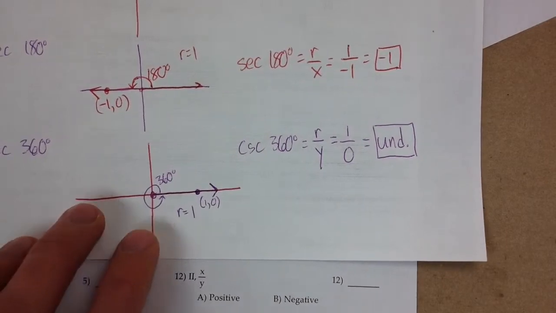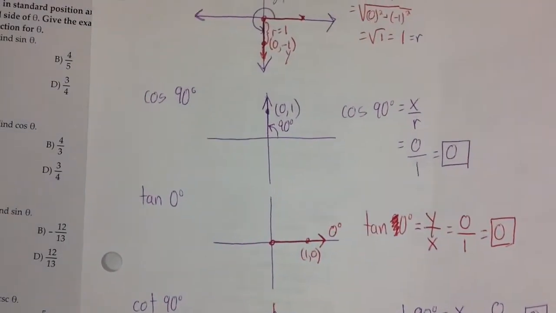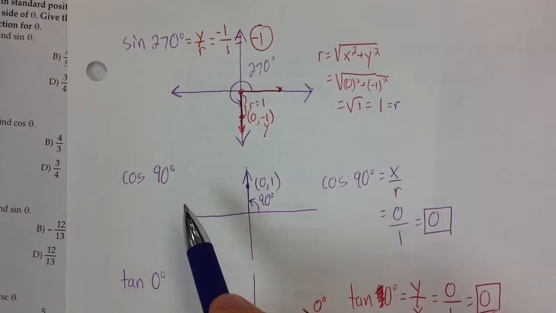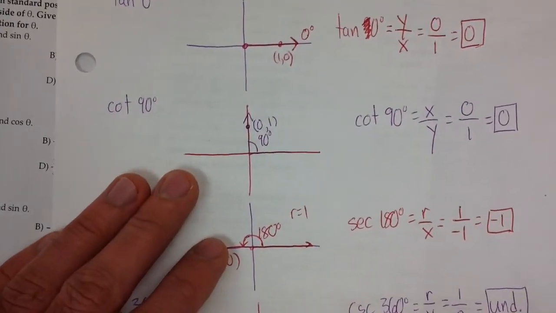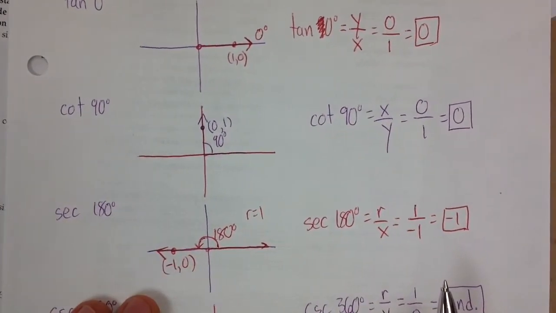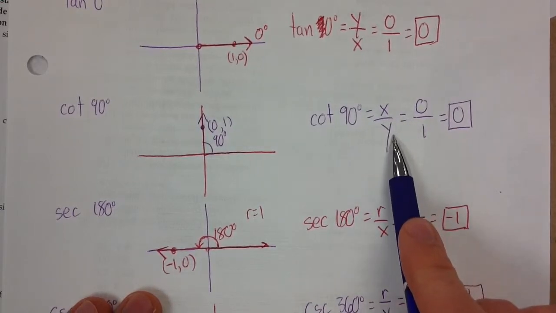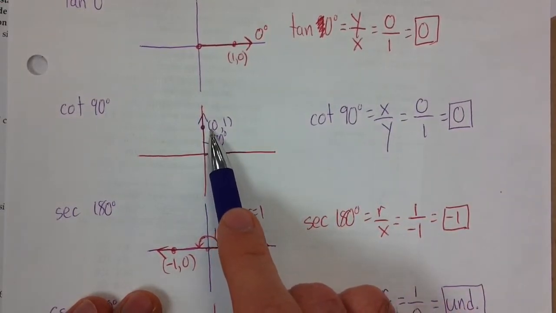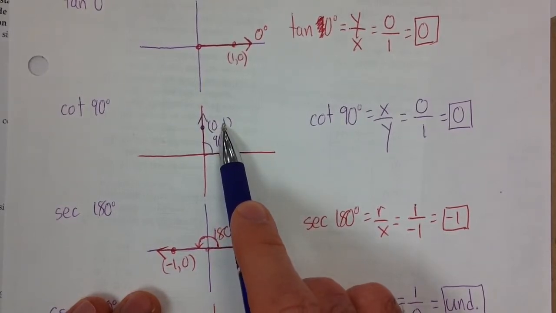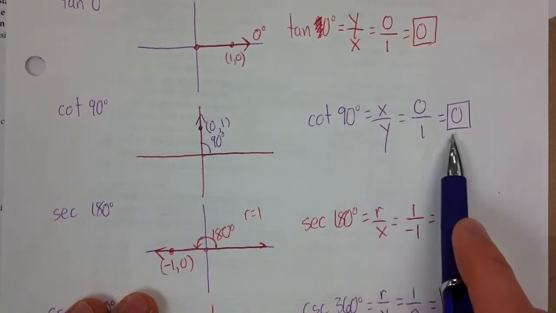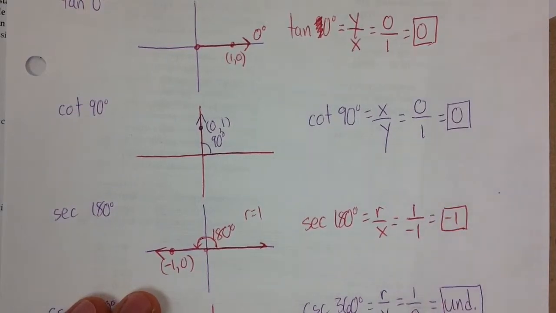Okay. Any questions on finding trig function values for what are called the quadrantal angles? So the cosecant is... Yes, cotan 90. Cotan is x over y. At 90 degrees, the x-coordinate is 0. That's all that really matters. Who cares what the y is? Because 0 divided by anything is going to be 0. Okay. Any other questions?